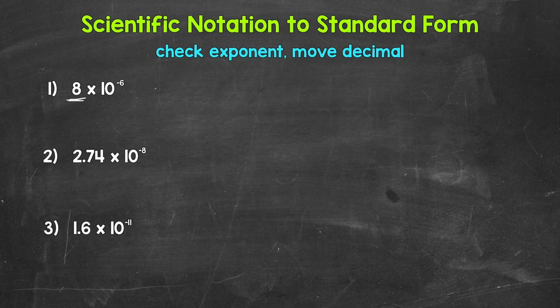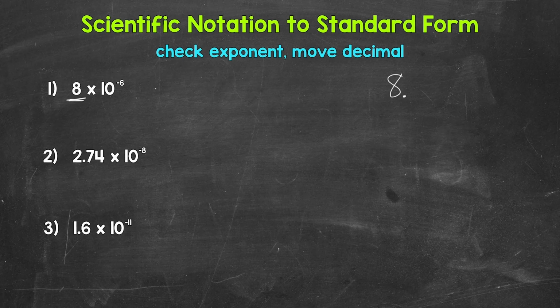So we have 8, and then we need to include the decimal, which comes after a whole number. So to the right of the ones place. So right here. Now we need to take a look at our exponent, which is negative 6. That tells us we moved the decimal 6 places. But which way? Do we move it left or right?